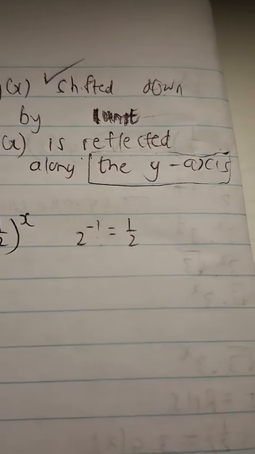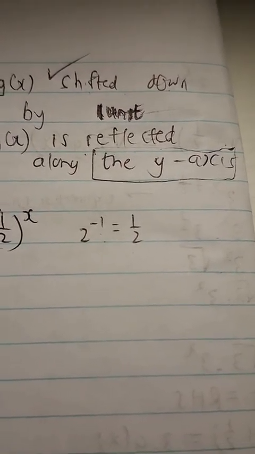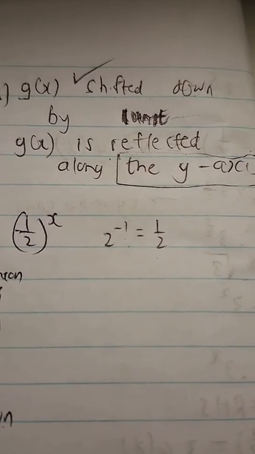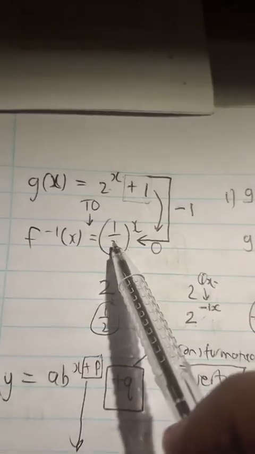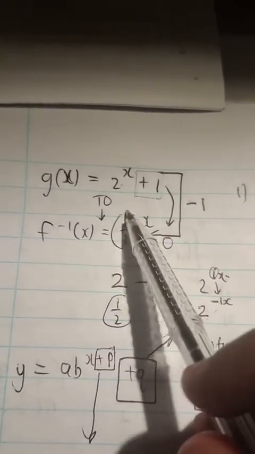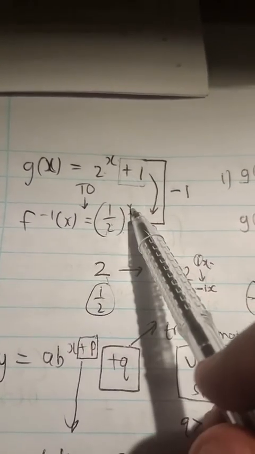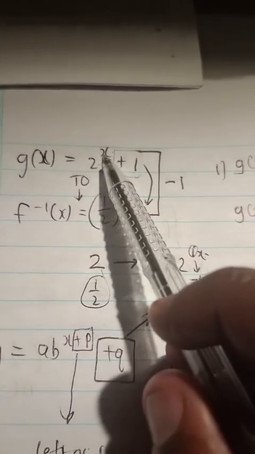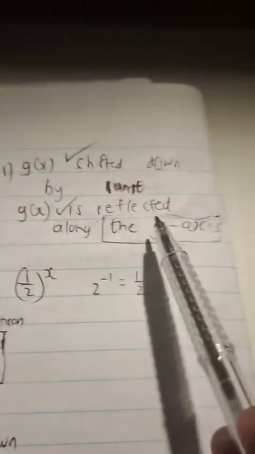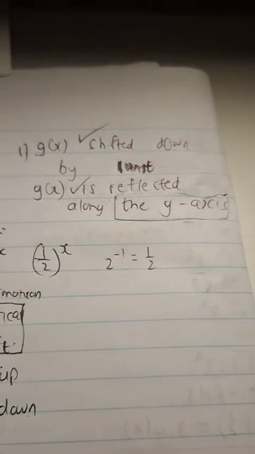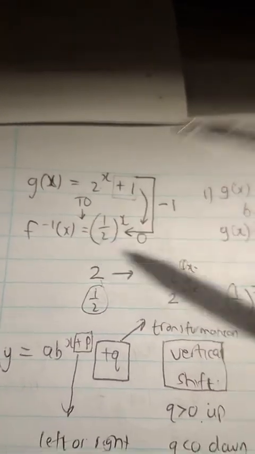Are we together, guys? So this is the second transformation that happened. G is reflected in the y-axis, not the x-axis. Remember, who's changing x, but who's reflecting y. So these are the two things that happened, that G transformed to F.